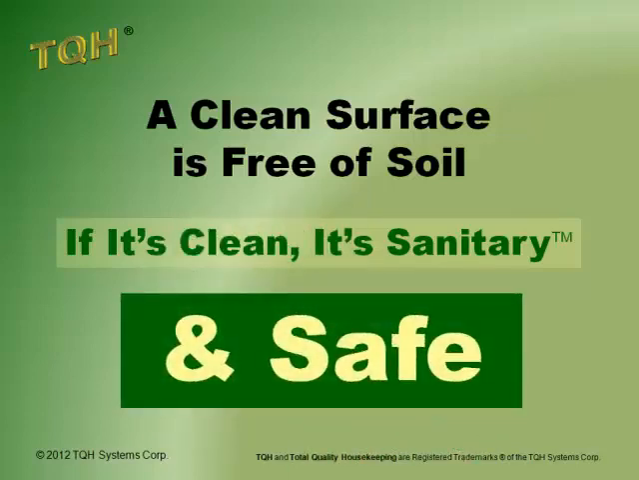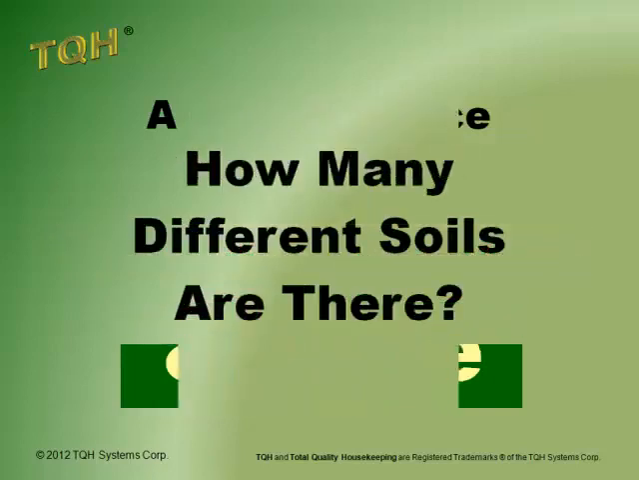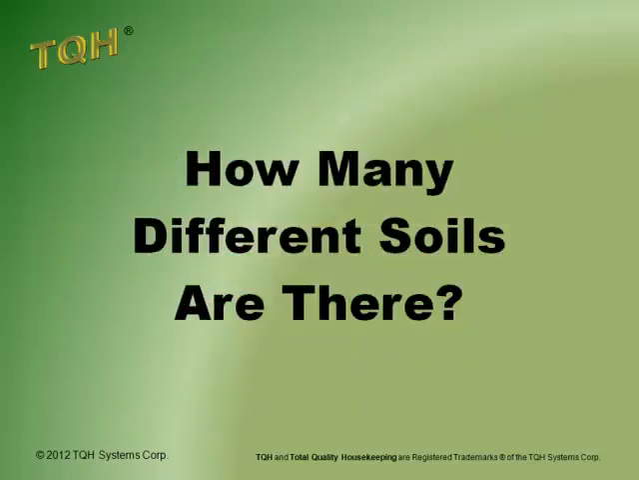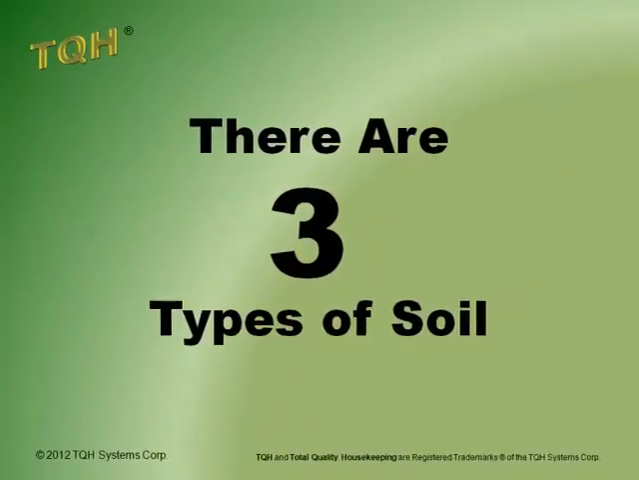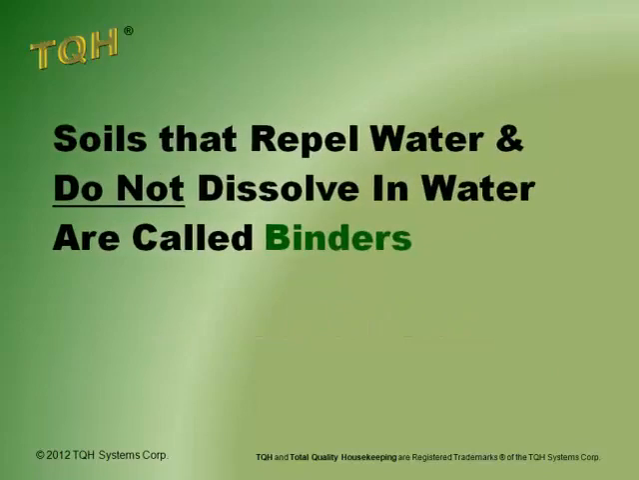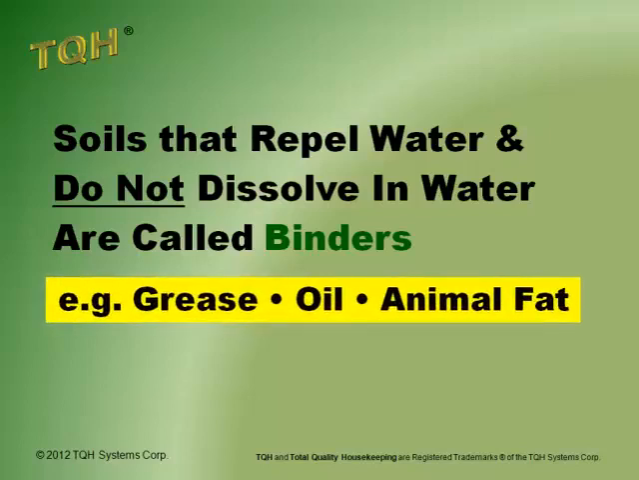So therefore, a clean surface is healthy and it's safe. How many different soils are there? There are three types of soils. One, soils that repel water and do not dissolve in water are called binders, such as grease, oil, animal fat.